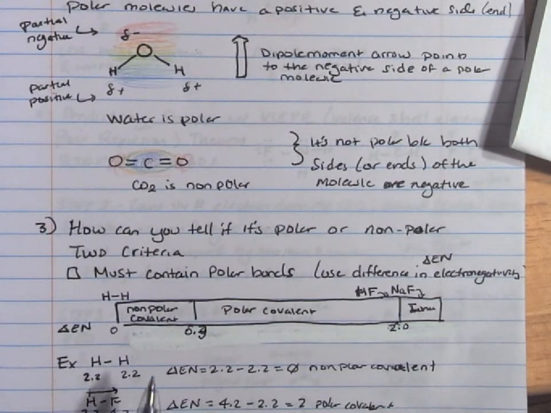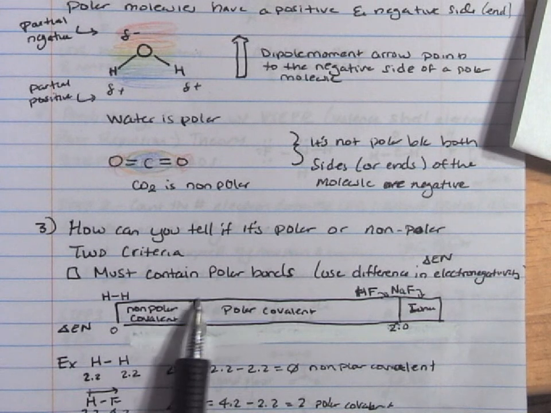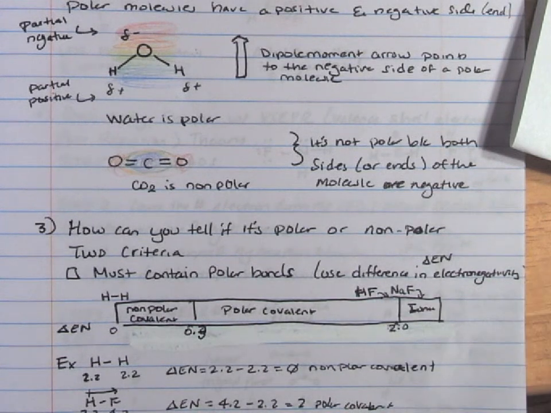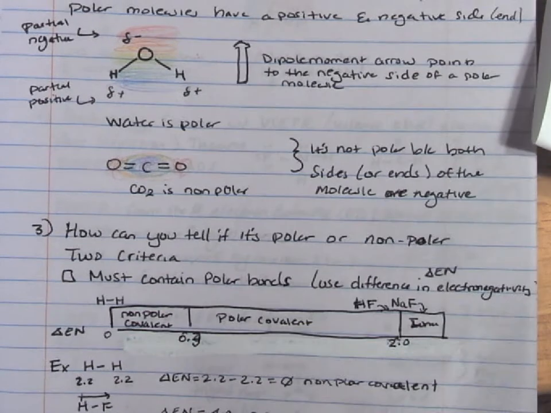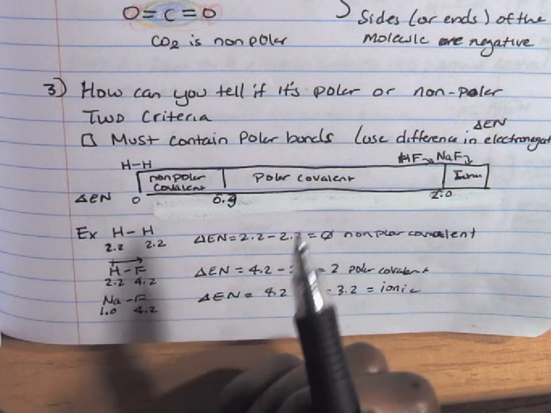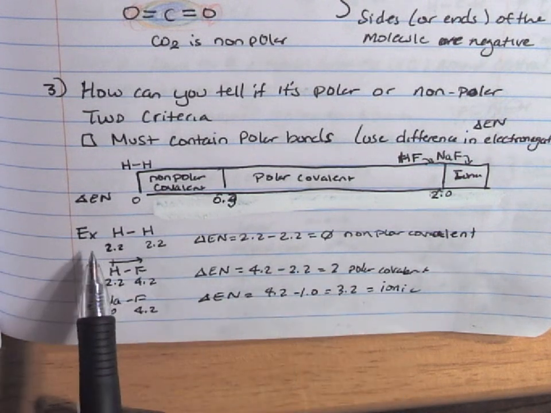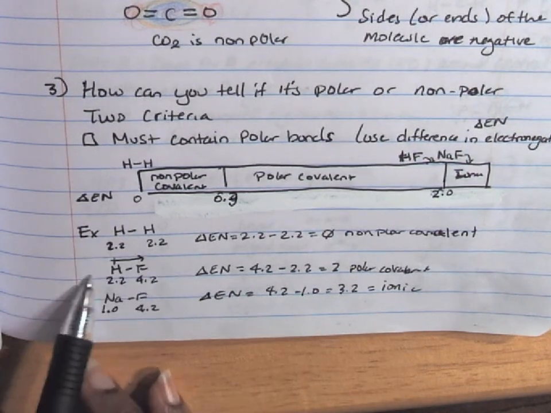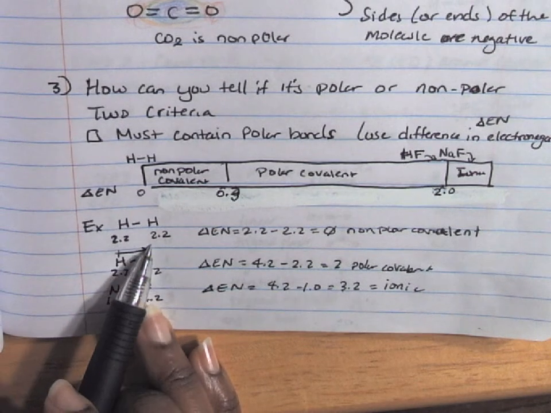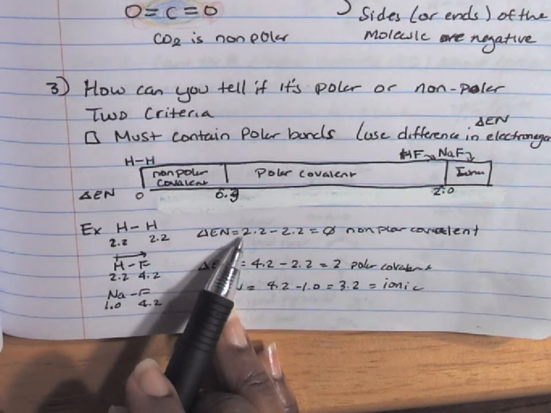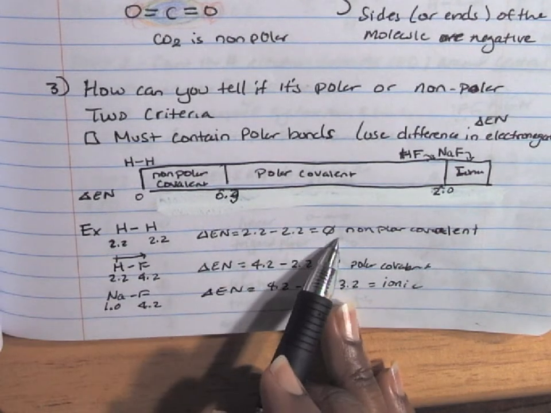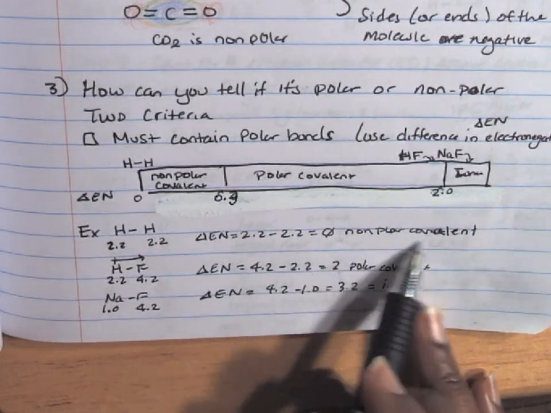So what do we need to do? To see if the molecule has a polar bond, what we're going to do is take the difference in electronegativities. Electronegativities have values that are measured, and depending on how they're measured, the values may be a little different, but they're usually about the same. So let's take, for example, a hydrogen-hydrogen bond. The electronegativity of a hydrogen atom is 2.2. So the difference in electronegativity of the atoms in this bond is 2.2 minus 2.2, which is 0. And that falls under the nonpolar covalent category.